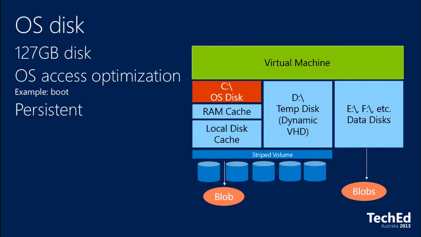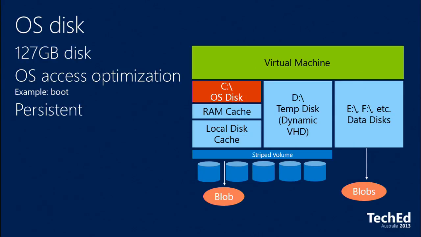Now, the first thing is the operating system disk. They'll have provisioned that currently as 127 gig. It's optimized for what they consider operating system access. Now, that affects how the local caching is configured. And it's persistent. So stuff you store to it is going to live. It's going to stay on.